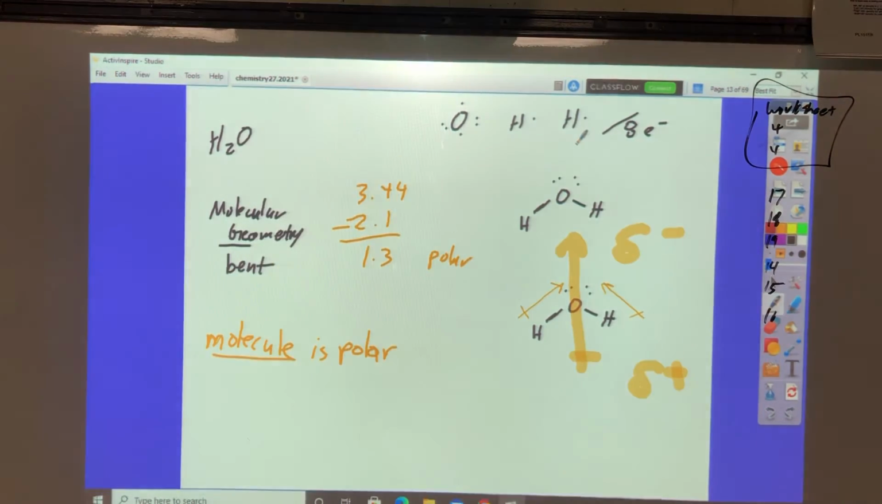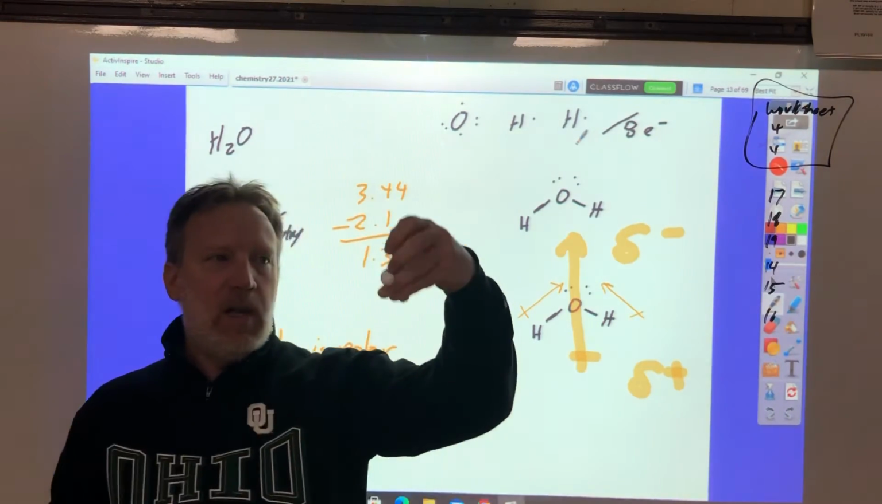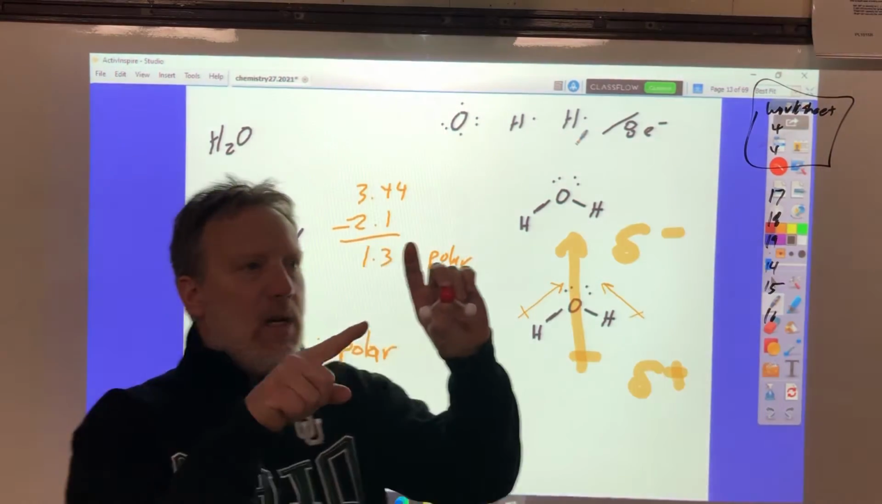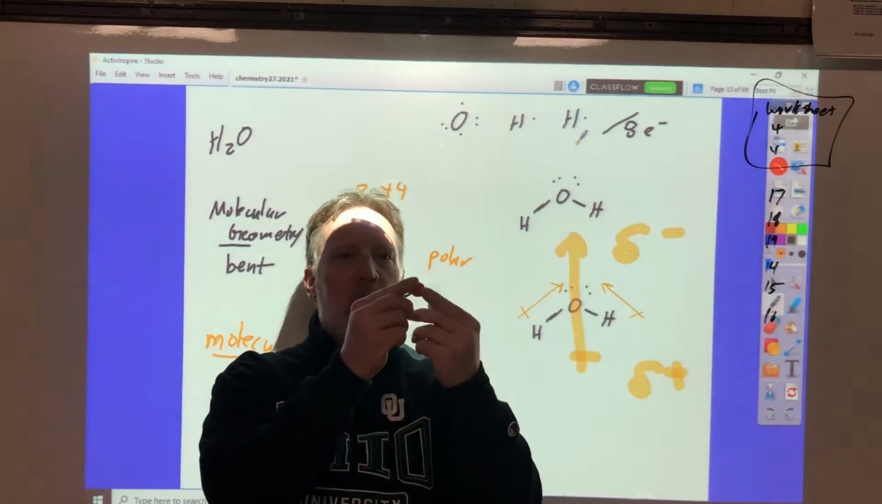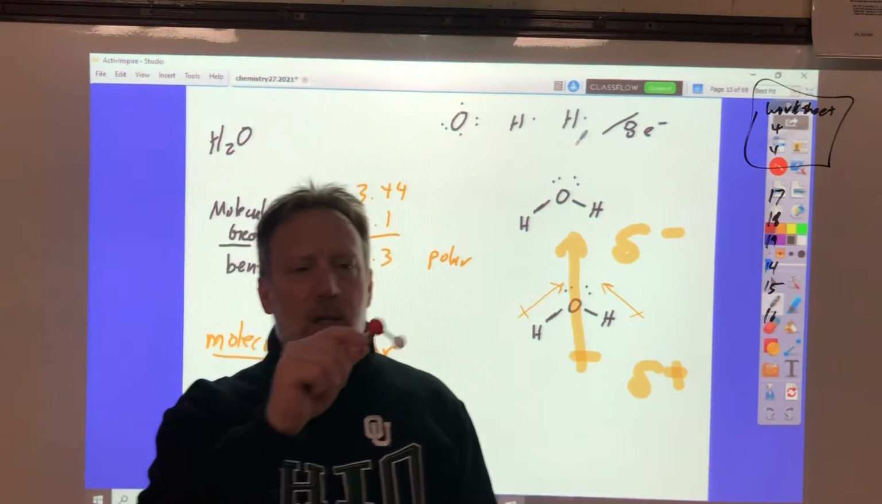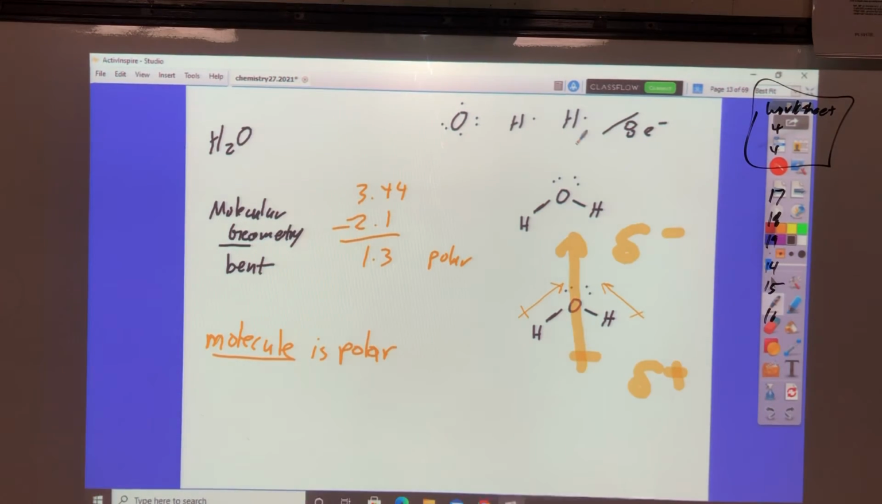They aren't opposite like this one. These would cancel. This does not, because one has got a dipole this way, one has got a dipole that way. You resolve those vectors like you'd learned to do in physics class, and you end up with a leftover vector. So that molecule is polar.